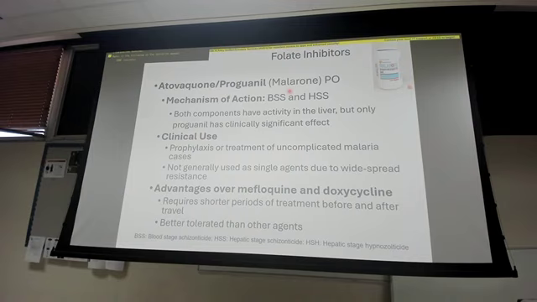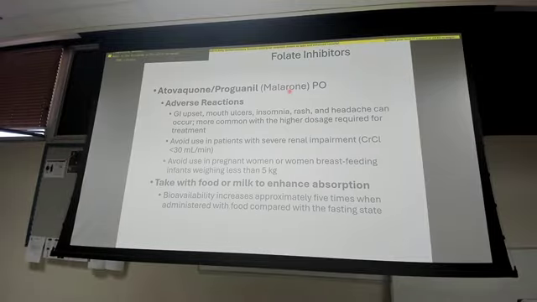Taking it with milk will increase the bioavailability by 5 times. So M&M: Malarone, milk, mouth ulcers. The big thing with this is to make sure you understand that if you have it with food, you're going to see that increase. And when you see this flash, remember that both of these are components of the Malarone. Both of these are in that one pill.